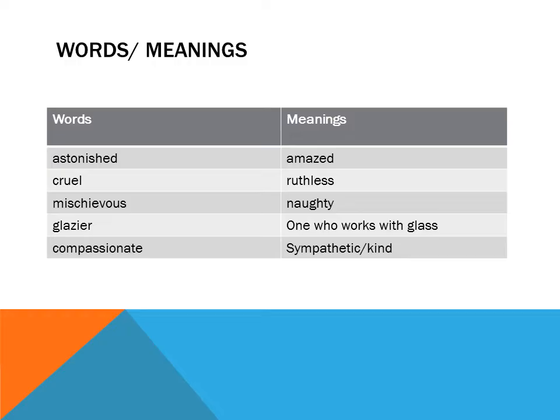The last word is compassionate. There are two meanings for this word: sympathetic or kind. So these are the 5 words which you have to do for their meanings.